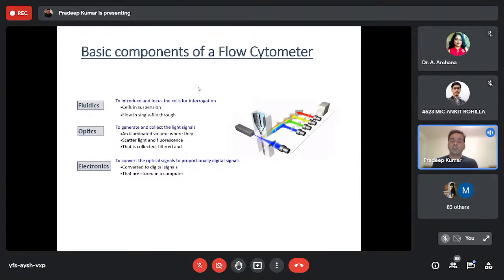Now, the second thing is to collect the signal. Signal means all the light that is scattered by the cell, maybe from the surface of the cell, maybe from the inside of the cell. That scattered light is collected by a collection lens, and all the light is focused to a common point. From there, it goes to the second component of the optics, which is called collection optics, where we have the detectors which can collect different light.